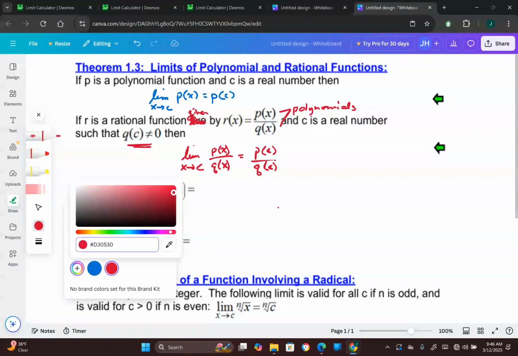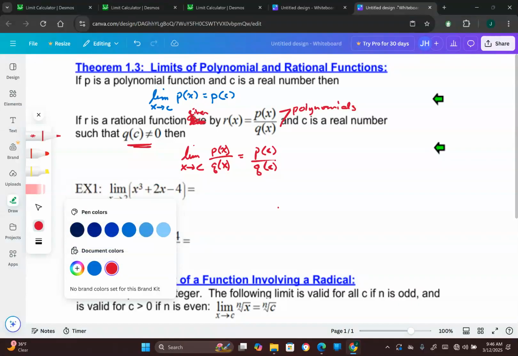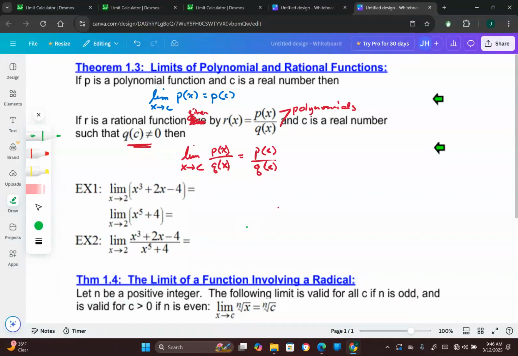Now, sorry, I like to use different colors. The limit as x approaches 2 of this polynomial function. All you have to do is plug in 2. So this would be 2 cubed plus 2 times 2, minus 4. So this would be 8 plus 4 minus 4. The limit would be 8. Pretty simple.